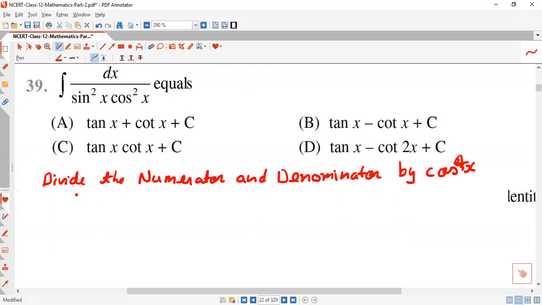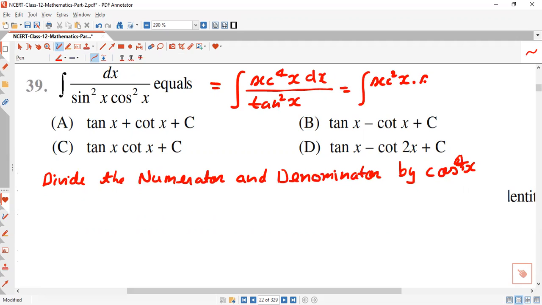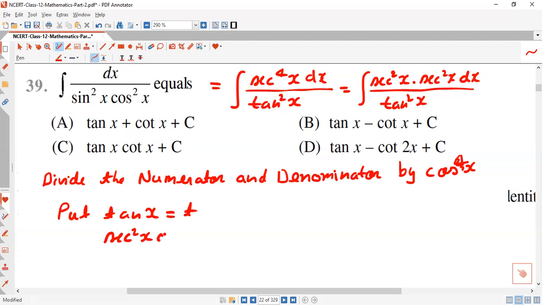So this becomes sec raised to 4 x dx divided by, in the bottom side, tan square x. So this sec 4 x can be written in two parts: sec square x into sec square x dx upon tan square x. So I put tan x equal to t. So we get sec square x dx equal to dt.